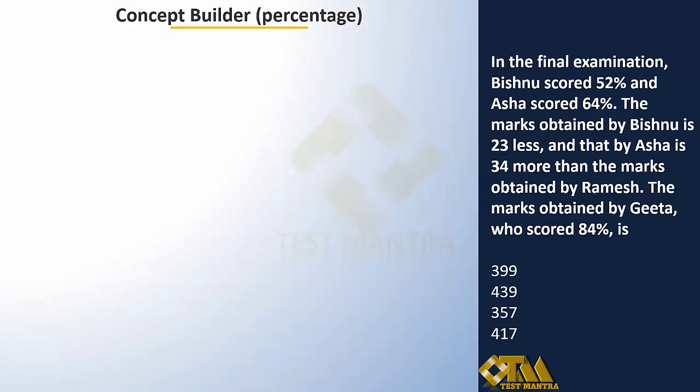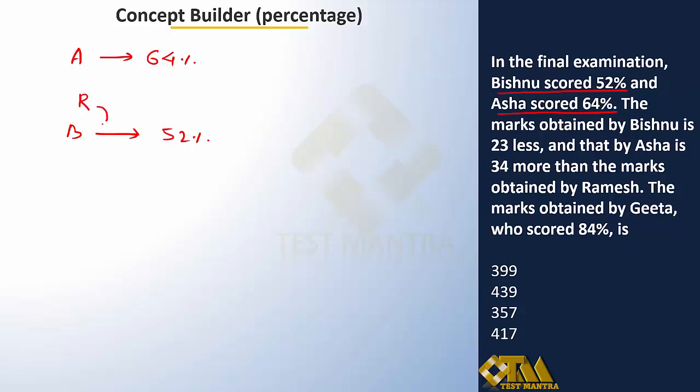Now, first one, it's given: in the final examination, Vishnu scored 52% and Asha scored 64%. So let's mark B and A. I'll consider A has scored 64%, and B, who has scored 52%, right? The mark obtained by B is 23 lesser, and that by A is 34 more than the mark obtained by R. So there is a person R in between.